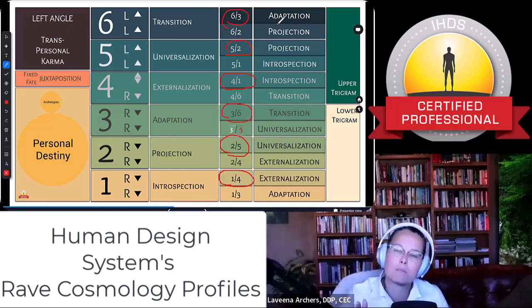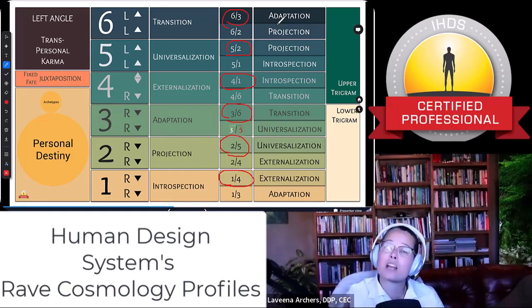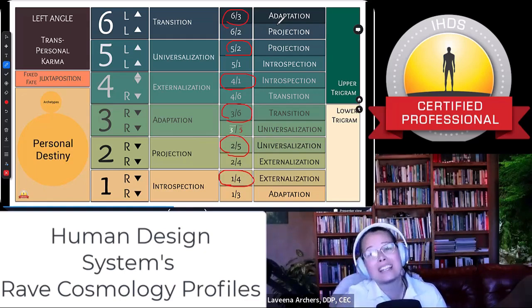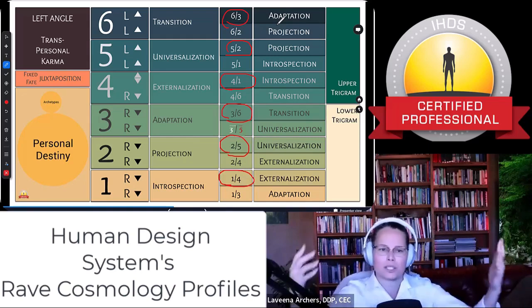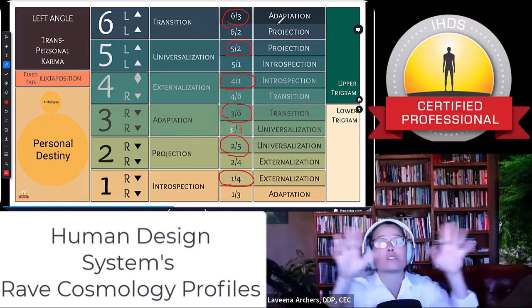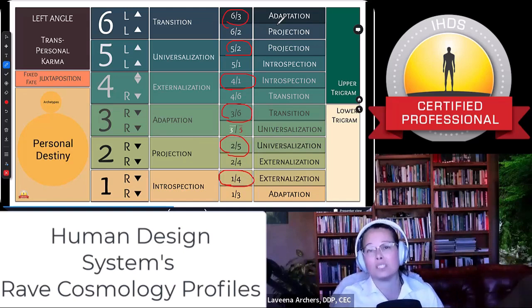So it's very important. I know that they don't get a lot of attention, the harmonic profiles, because there's not as many of them. We don't come across them every day. Yeah, we've always got our 3/5s and our 1/3s and our 2/4s and our 4/6s and 5/1s and 6/2s. They're much more common, much more plentiful.